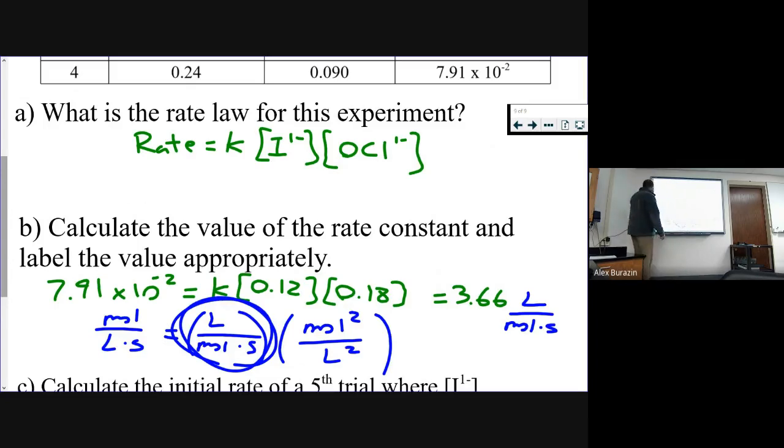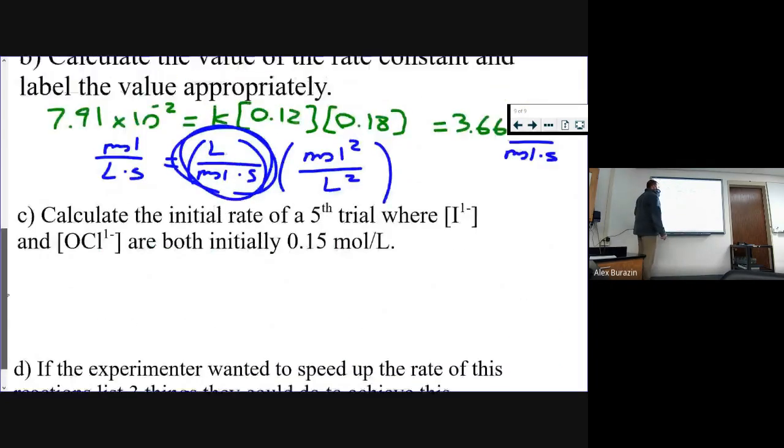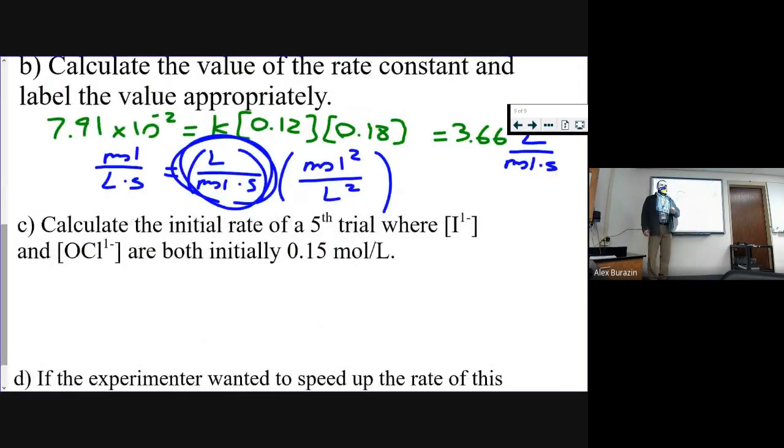So the seconds is always attached to moles? Correct, unless it's minutes. I haven't done that to you yet, but it could be minutes. The unit of time would be in the denominator. It's not always seconds, it's almost always seconds, but sometimes it is minutes. Okay, so what's the deal with minutes? Nothing, just a different unit of time.